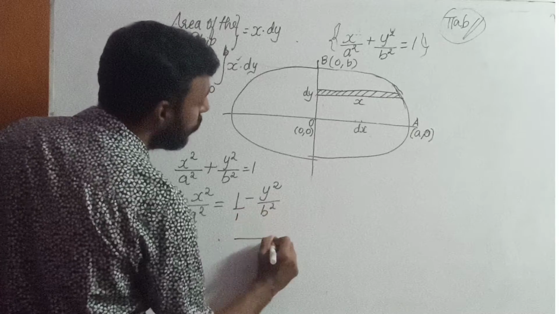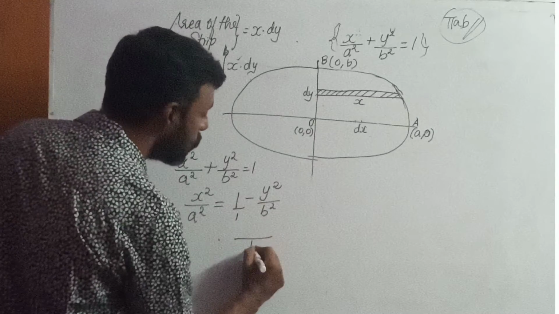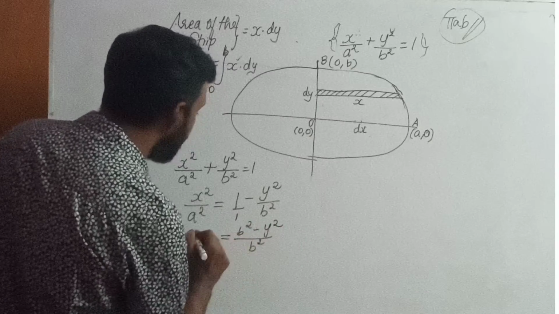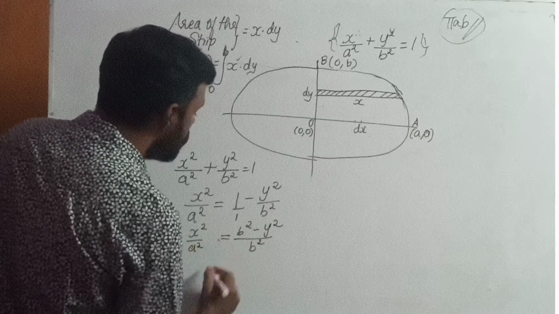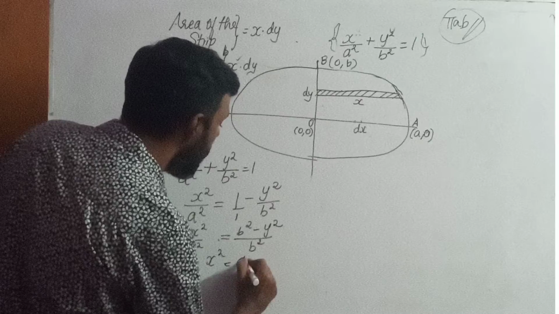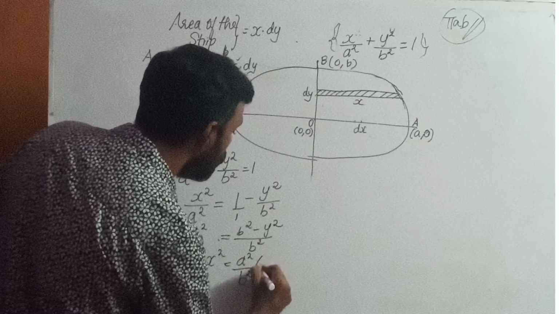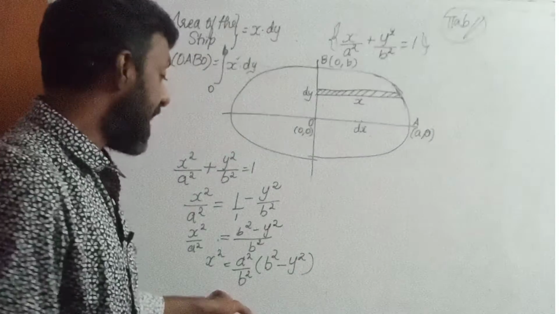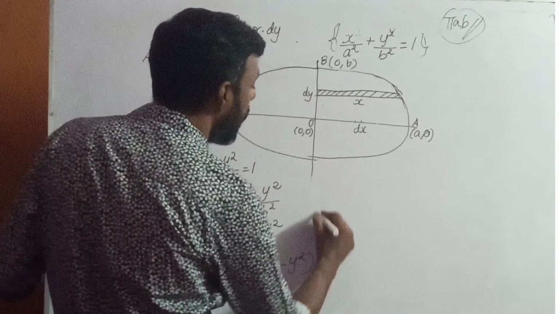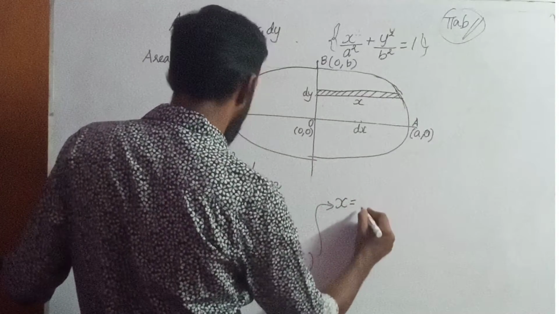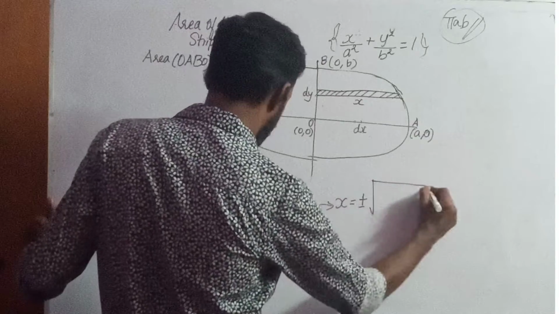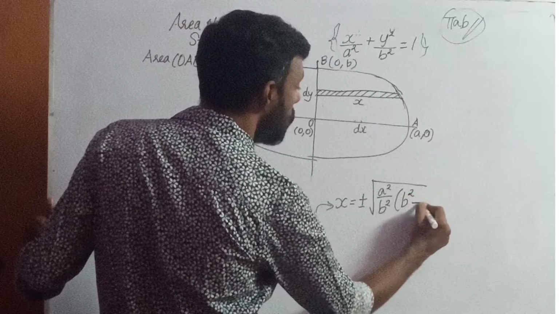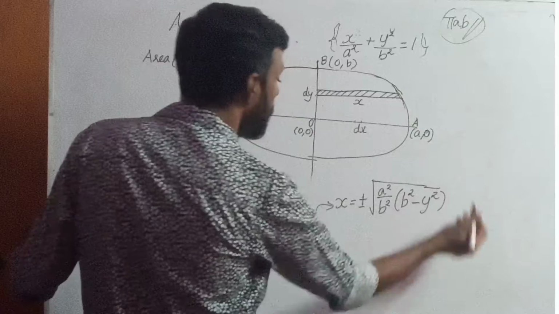So I am simplifying this term. If I simplify, I get b squared minus y squared. So this part is x squared divided by a squared. So x squared is nothing but a squared divided by b squared into b squared minus y squared. What will be my x value? My x value is nothing but plus or minus root of a squared divided by b squared into b squared minus y squared.